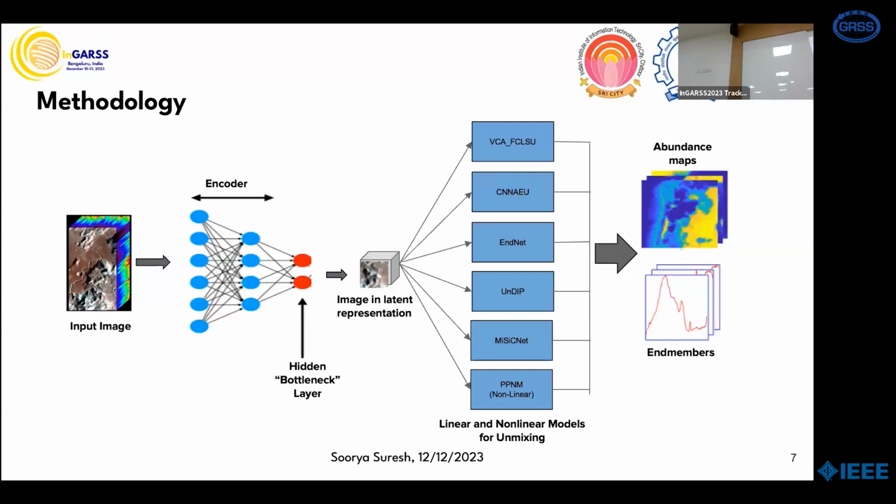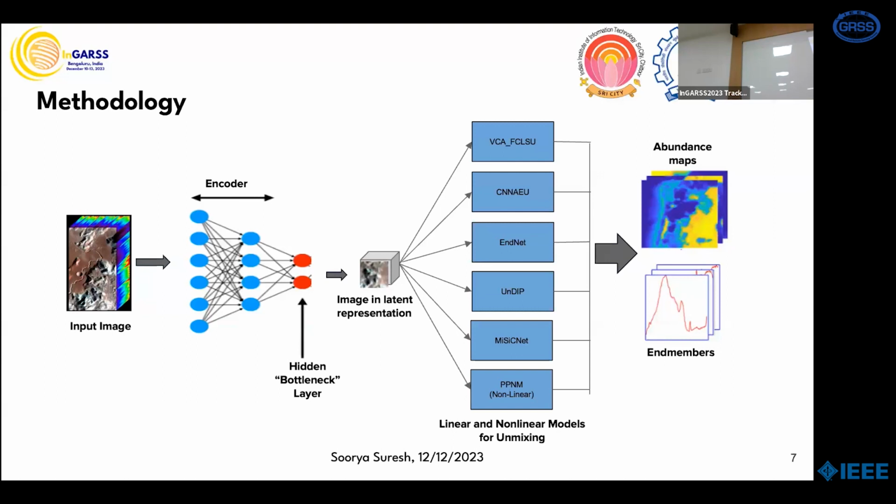After that, we get the reconstructed data in the latent representation, the bottleneck layer of the encoder. This image is generated using a plotting library. And we apply this data to benchmark models, first VCA, the vertex component analysis for endmember extraction, and FCLS, the fully constrained least squares method for abundance estimation.